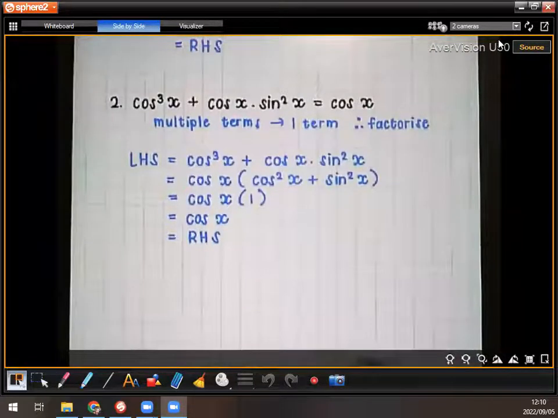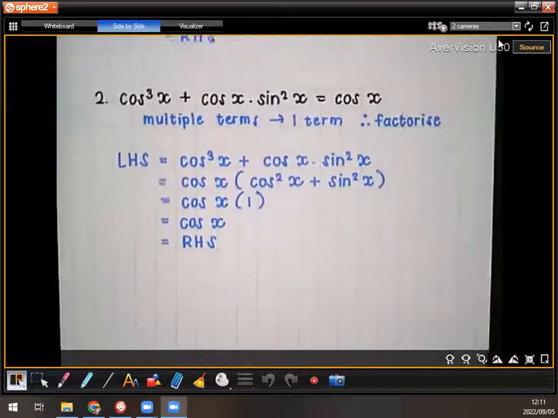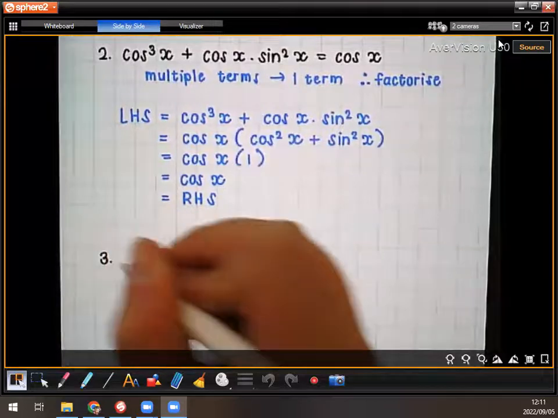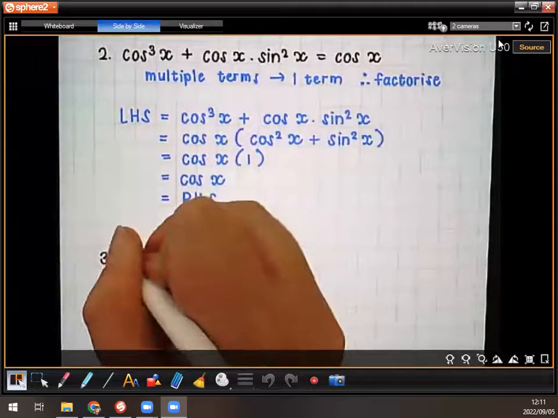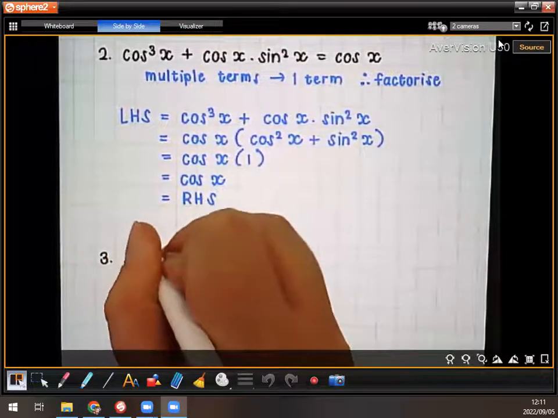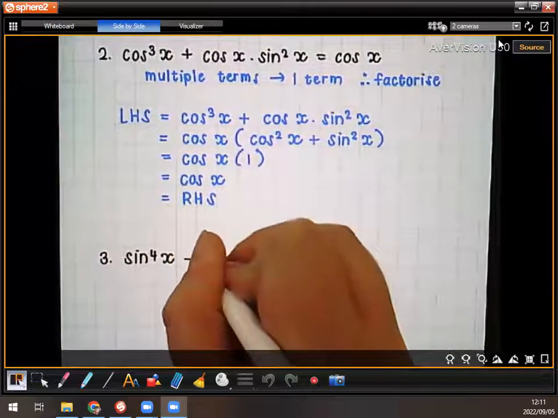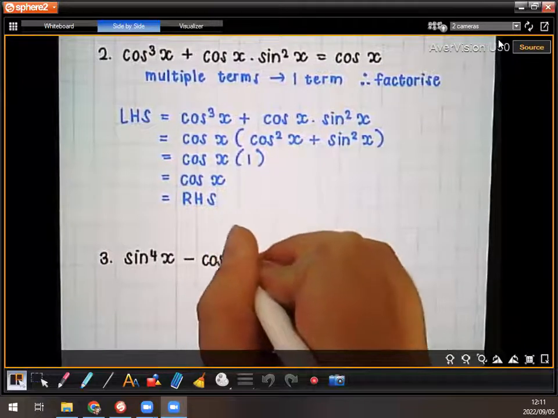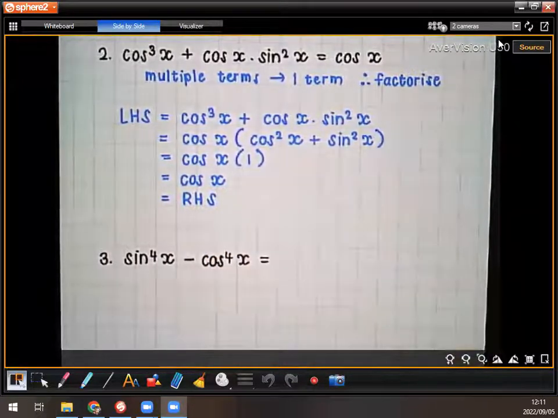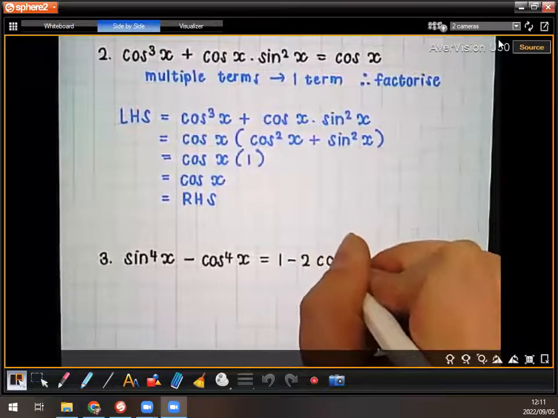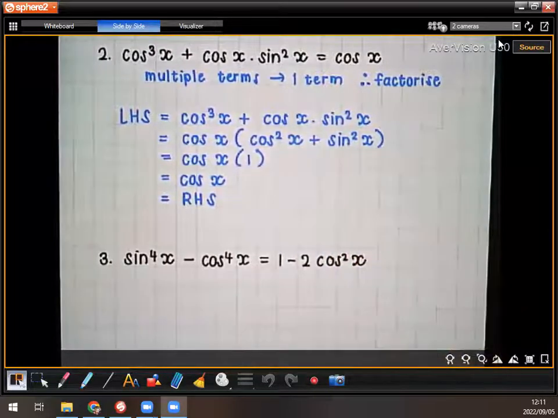Okay. Any questions on this one, guys? We'll do another one. Number 3. So we have sine to the power of 4x minus cos to the power of 4x, and that should be equal to 1 minus 2 cos squared.